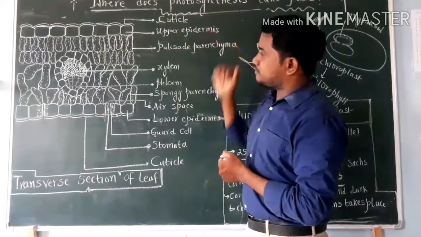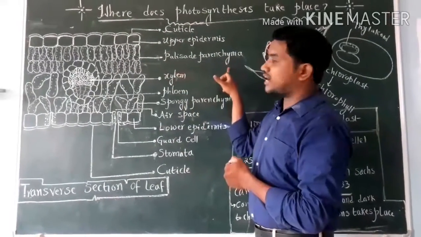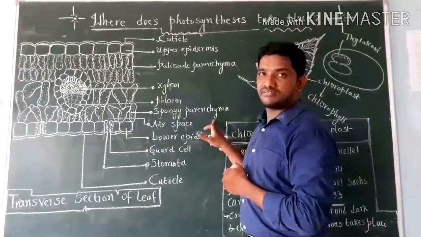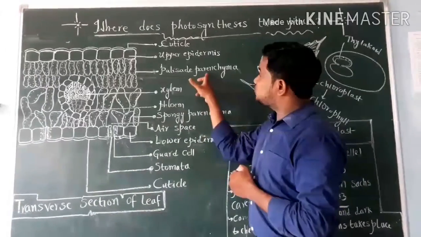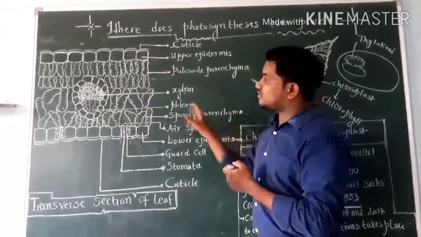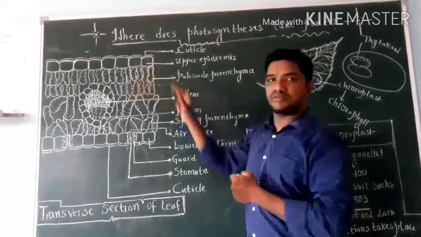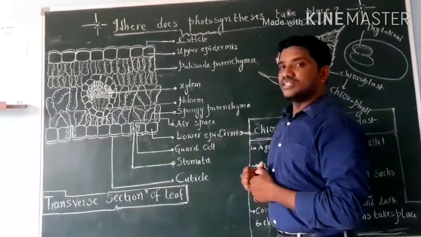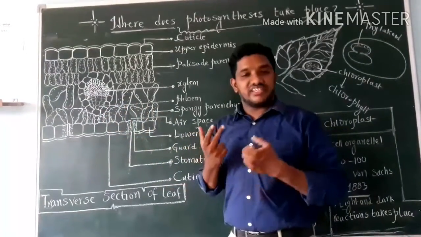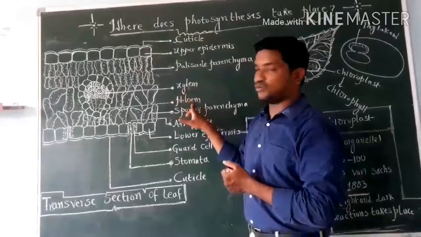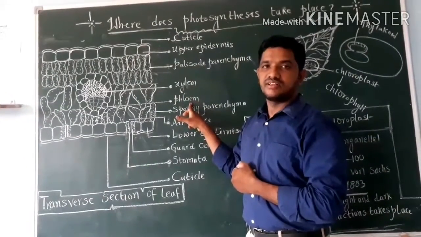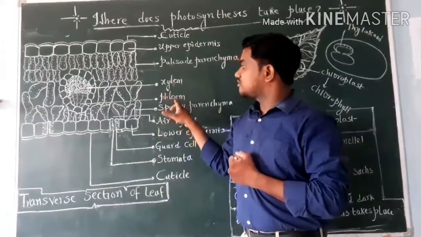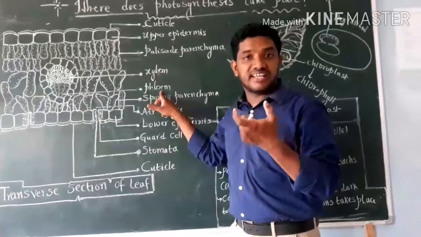Below the upper epidermis, it has palisade parenchyma. Downwards, we can observe spongy parenchyma. These two parenchymas contain chlorophyll pigments. These are chlorophyll pigments, the chloroplasts. Inside the leaf there are vascular tissues which contain xylem and phloem. Xylem transports the water and minerals to the plants. Phloem tissues transport food materials in the leaves.